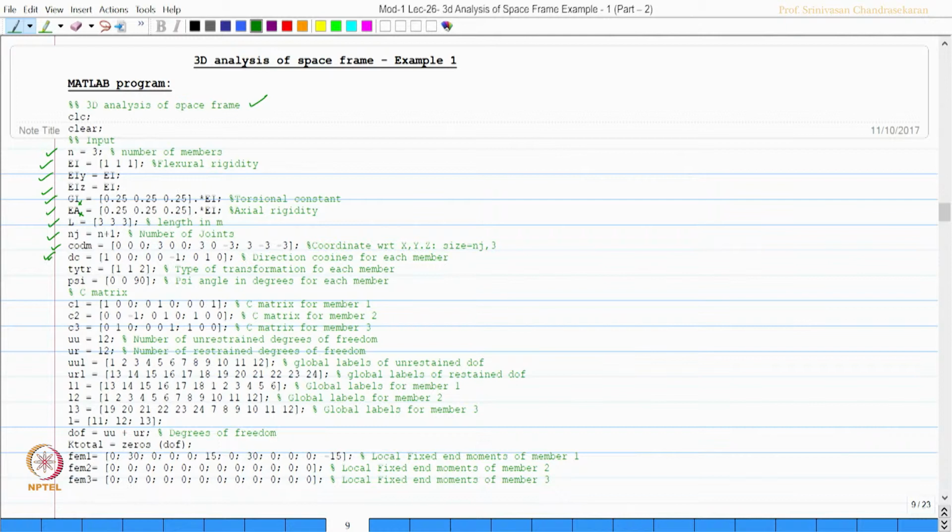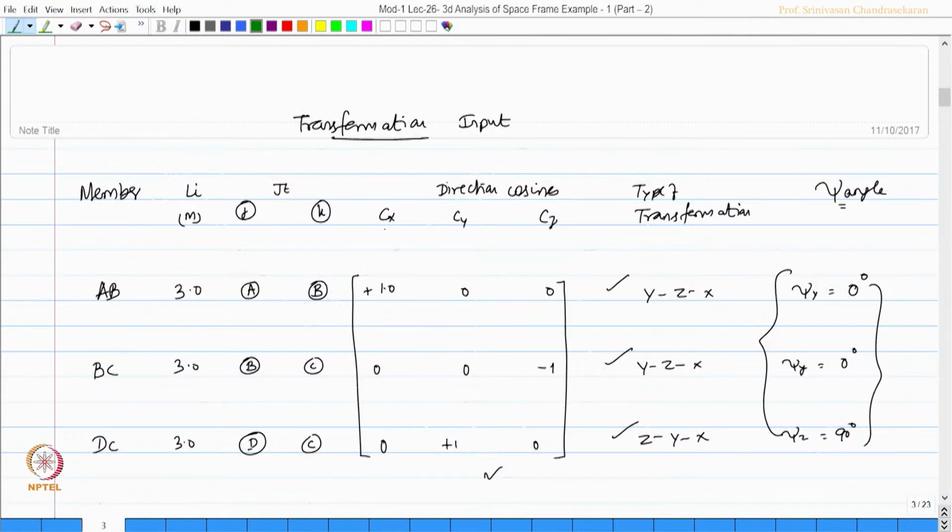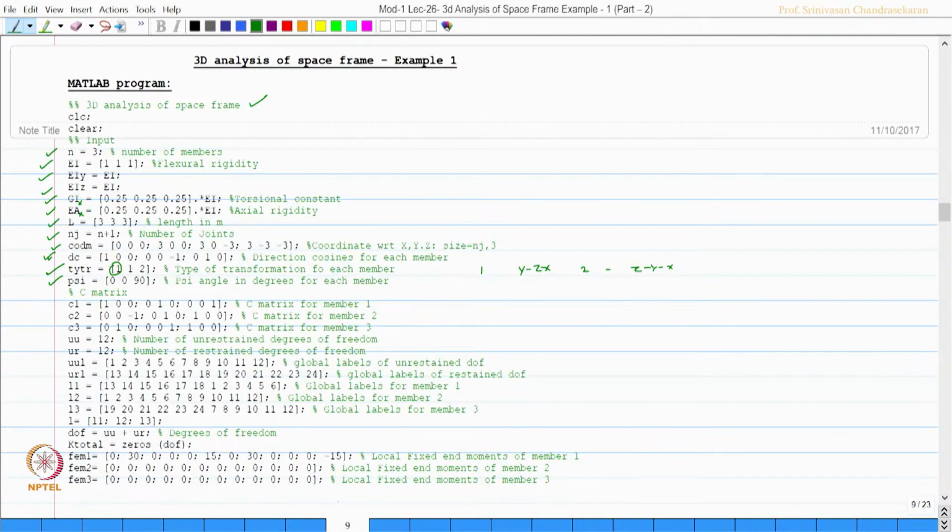Then let us try to find out the type of transformation. 1 corresponds to y z x transformation and 2 corresponds to z y x transformation. We know for members 1 and 2 it is y z x, for the member 3 it is z y x. So, we said 1 1 2. Psi angle we computed 0 0 and 90, you can see here 0 0 and 90, we input that.